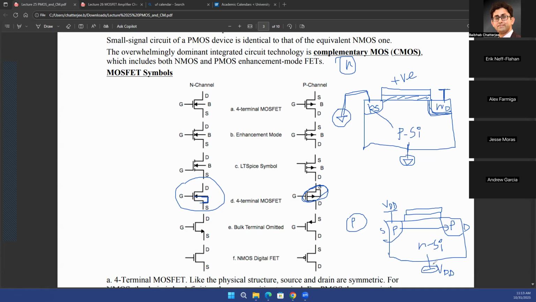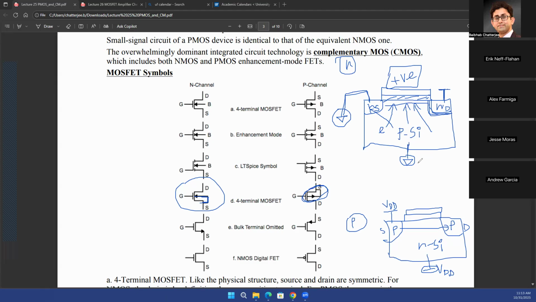Why would you want to do that? Let me tell you a little bit. In this case, what was my goal? My goal was that I would be attracting the electrons from the body terminal. I'll try to attract these electrons from the body terminal, and then create this N-type channel between the source and the drain.